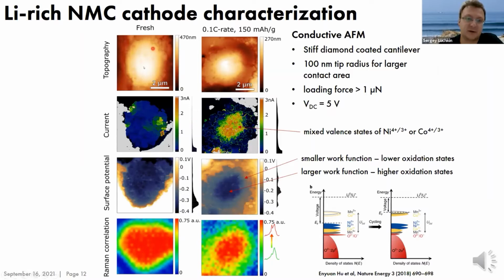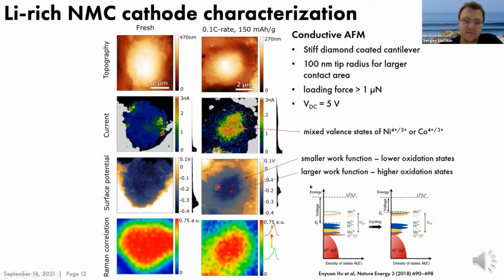A fresh sample on the left-hand side and a partially activated one on the right-hand side. It was activated to 150 milliamp hours per gram out of 280 theoretically possible. And we can see a distinct core-shell structure in all channels. So in topography, you can see a flat shell and a slightly convex core. And this core is harder. We measured it as well. This core is also more conductive, which is attributed to the presence of mixed valence states of nickel and cobalt in high oxidation states.